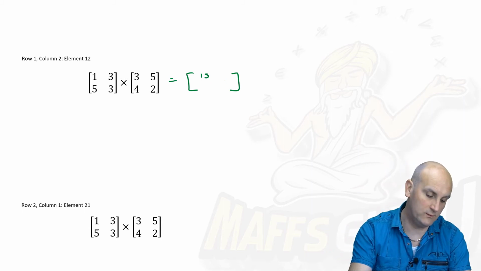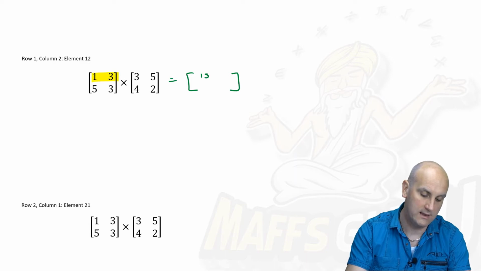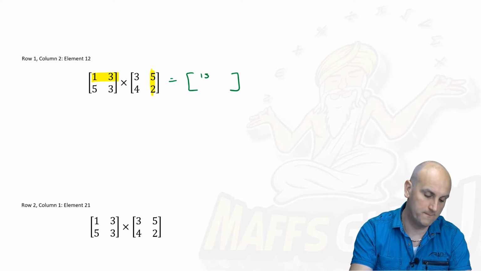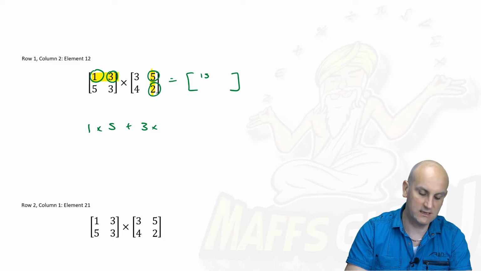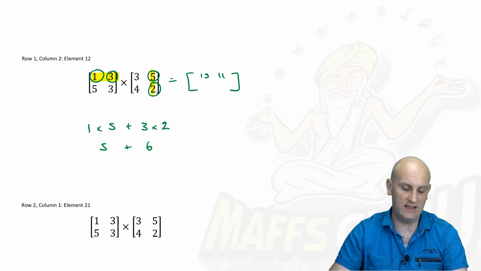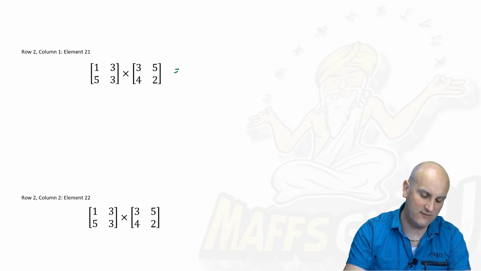Okay, so what are we doing? We are doing row 1 and column 2. All right, so moving across, we get 1 times 5. Yep, first number, plus the second number, 3 times the second number of 2. 1 times 5 is 5. 3 times 2 is 6, and that makes that 11. So we now have 15 and 11.